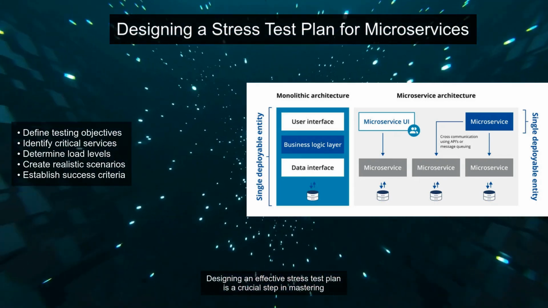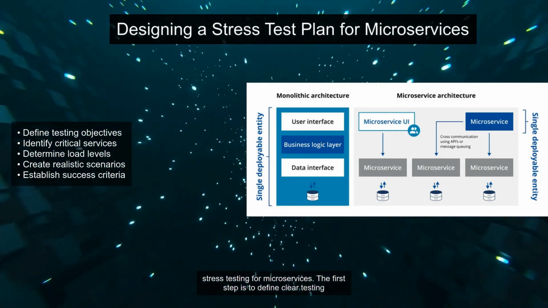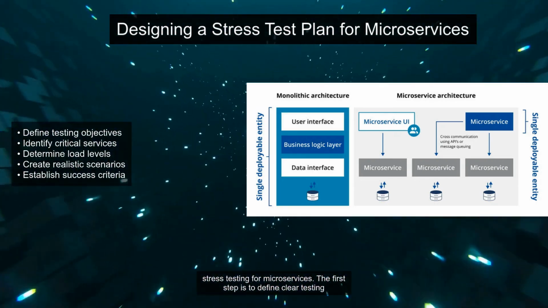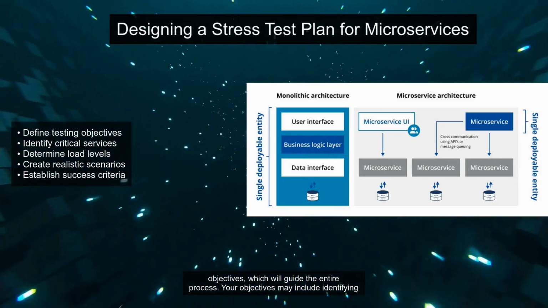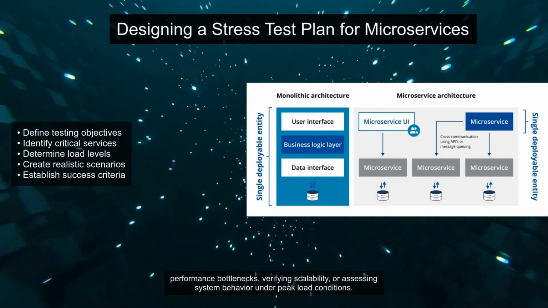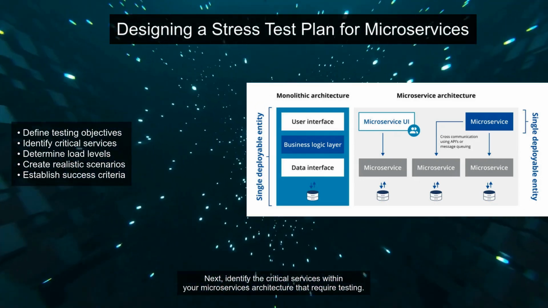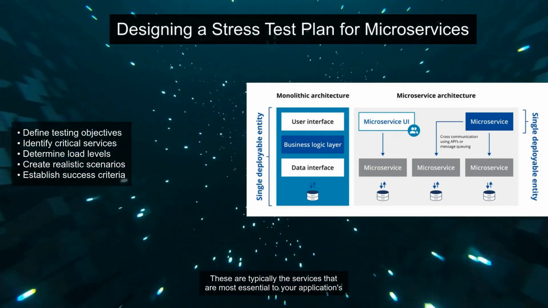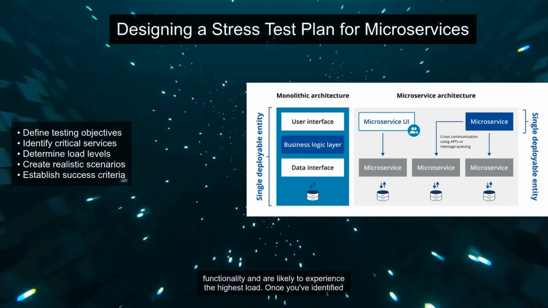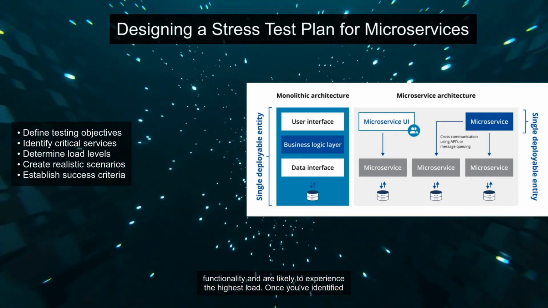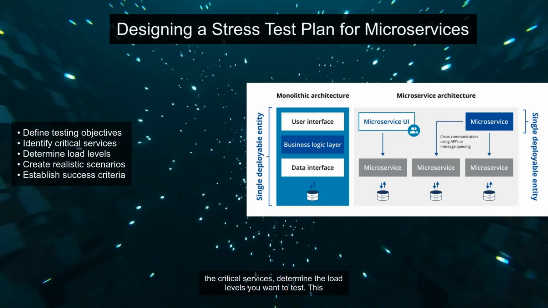Designing an effective stress test plan is a crucial step in mastering stress testing for microservices. The first step is to define clear testing objectives, which will guide the entire process. Your objectives may include identifying performance bottlenecks, verifying scalability, or assessing system behavior under peak load conditions. Next, identify the critical services within your microservices architecture that require testing. These are typically the services that are most essential to your application's functionality and are likely to experience the highest load.